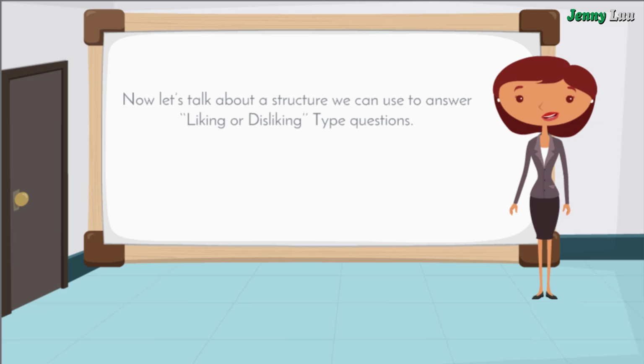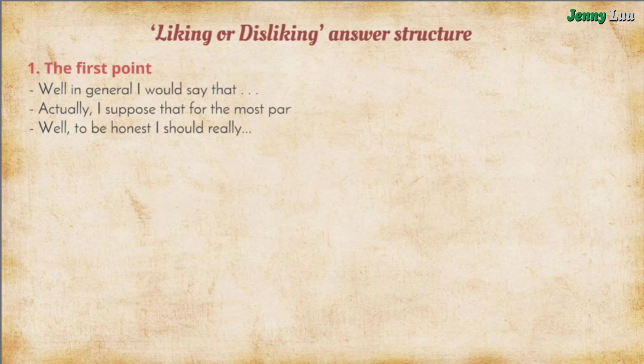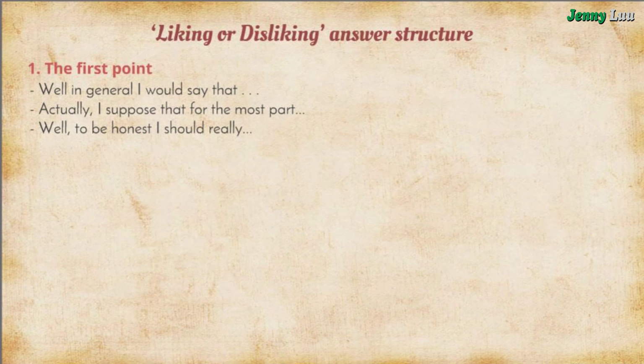Now let's talk about a structure we can use to answer liking or disliking type questions. Liking or disliking answer structure. 1. The first point: Well, in general I would say that. Actually, I suppose that for the most part. Well, to be honest I should really.